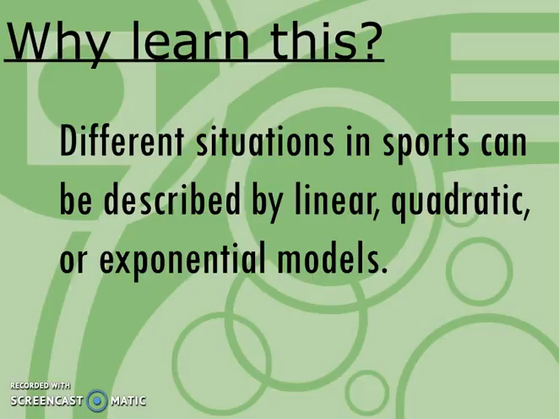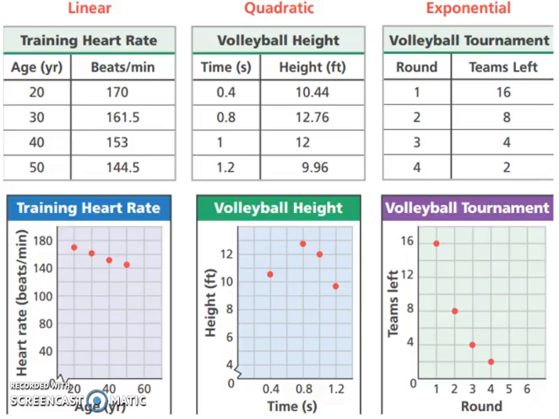Why learn this? Different situations in sports can be described by linear, quadratic, or exponential models. Let's look at the difference between a linear, quadratic, and exponential. So we have a training heart rate. Age 20, we have 170, age 30, 161.5, 40, 153, 50, 144.5. And notice how it makes a linear function.